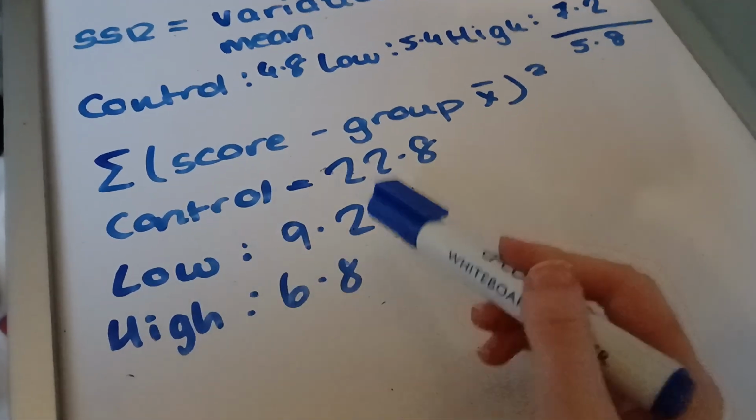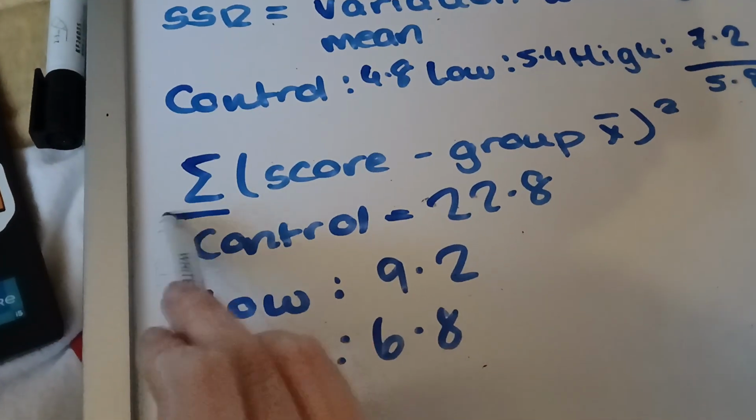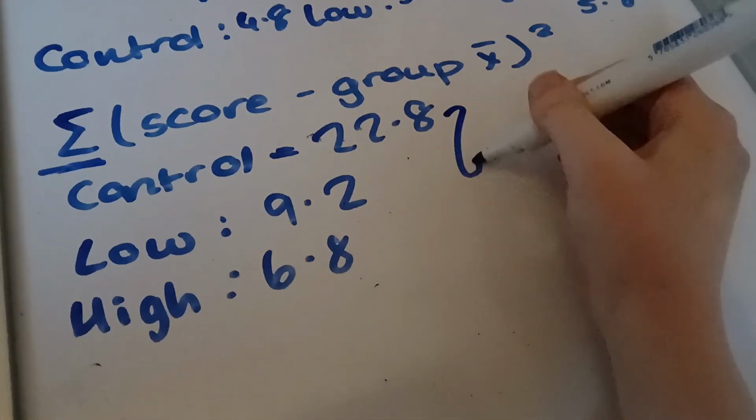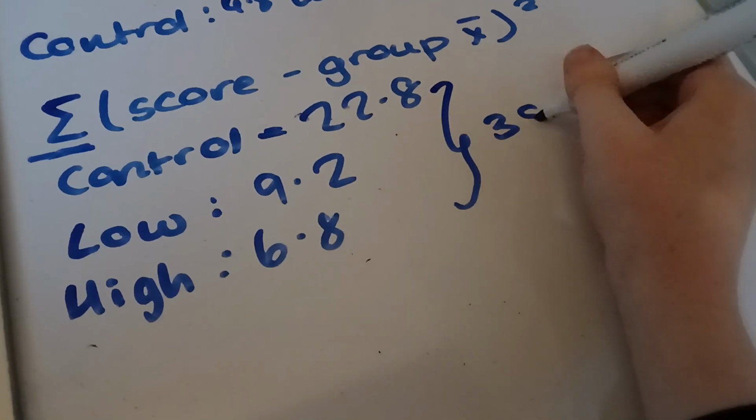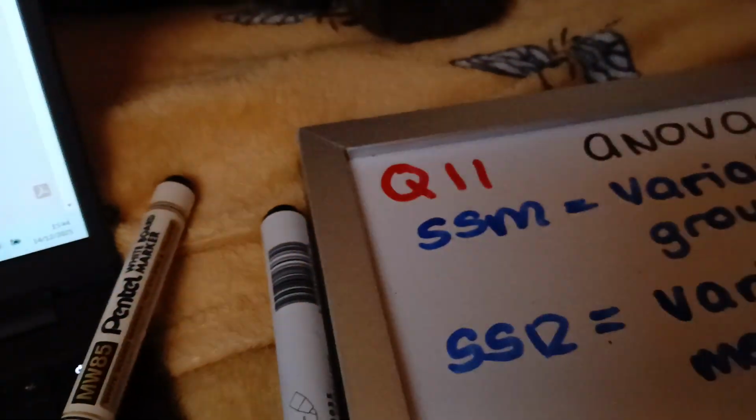So after doing all that, I got control 22.8, low 9.2, and high 6.8. If we go back to our formula, it says the sum. So we're adding the 3 of these together, and when you do that, you get 38.8, which when we go to our question is the correct answer. So that's how you do question 11.